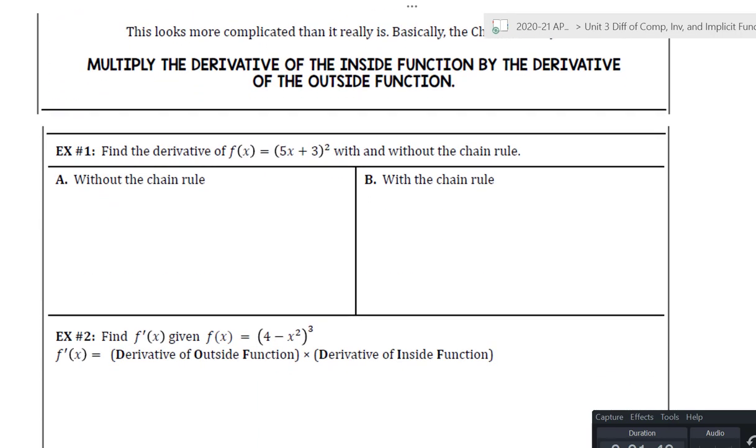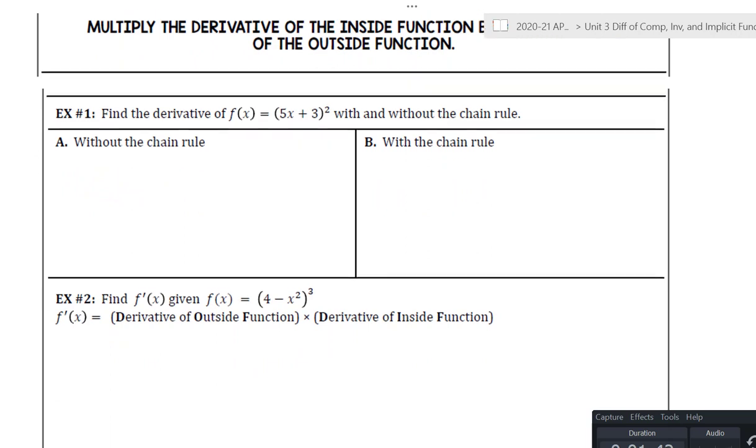I want for us first just to prove that it's the exact same thing. If we're given the function f of x equals (5x plus 3) squared, I can think about this as stuff squared. So we have two functions here, right? We have f of x is stuff squared, and then the stuff is 5x plus 3. So let's look at this without the chain rule and think about what we would do, and then let's look at this with the chain rule.